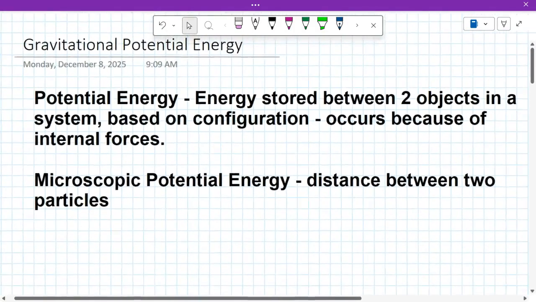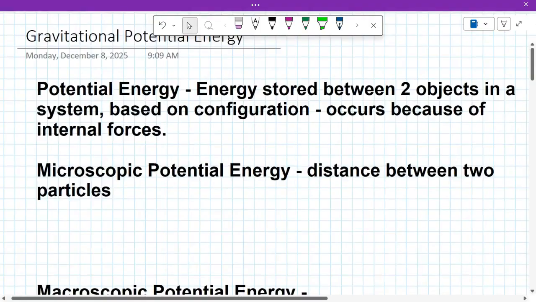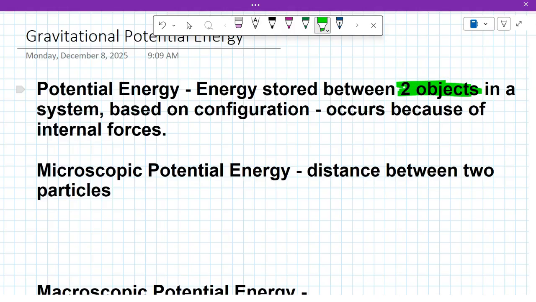So real quick, we're going to talk about potential energies in general because there are a couple of different kinds of potential energy. We are going to talk about most of them this year, but first, of course, we'll talk about gravitational potential energy. In general, potential energy is energy that is stored between two objects in a system based on the configuration of the system. So how far apart are the two objects, where are they located relative to each other? And this occurs because of internal forces.